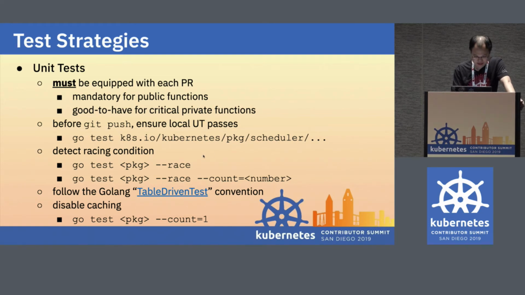Also, Golang provides some facility like detecting the race condition, like -race. But usually, running the detection once is not necessary to catch the race, so you can also use -count to run it multiple times. And also, you should follow the Golang table-driven test convention. I will mention that later. And also, you can disable caching if you want. Otherwise, the unchanged test will not run in the next go test.